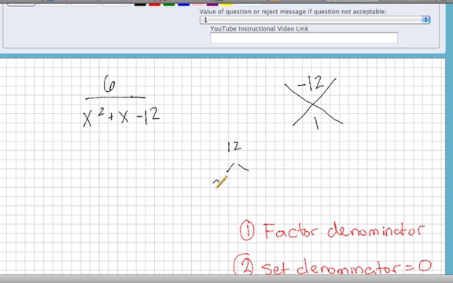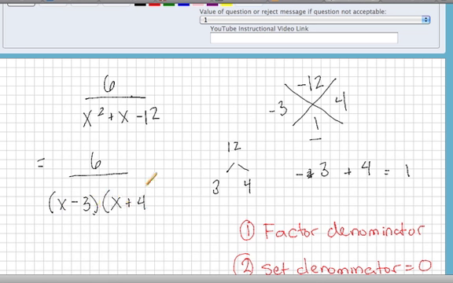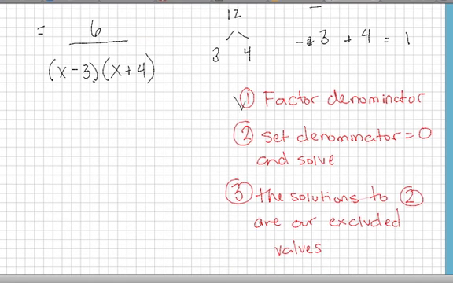So I know that 12 factors into 3 and 4. If I take 3 and 4 and make the smaller number negative in this case and the bigger number positive because it has to add to a positive number, and we add that together, -3 plus 4 is indeed 1, and that is the number we're looking for. So it looks like our factors are -3 and 4. So I'm going to go ahead and rewrite this expression as 6 over (x - 3)(x + 4). And we are already done with step 1.